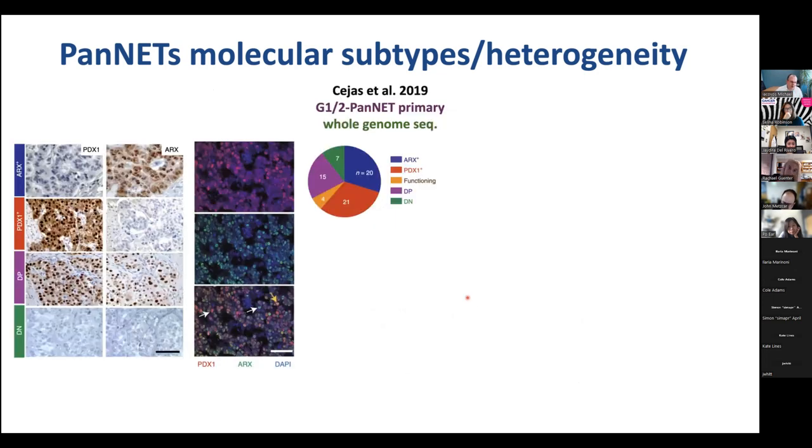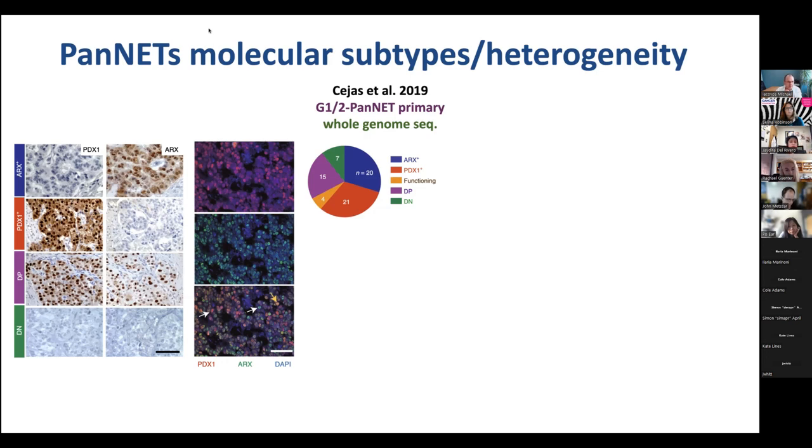Okay, so how different are these? Do we have really distinct subtypes? And this is something that I think, now with new approaches, moving to single cell data, we're going to start appreciating more, this heterogeneity we have in neuroendocrine tumors.